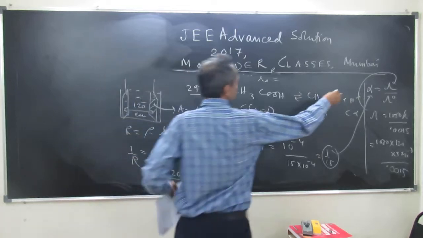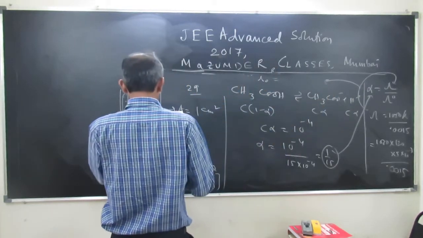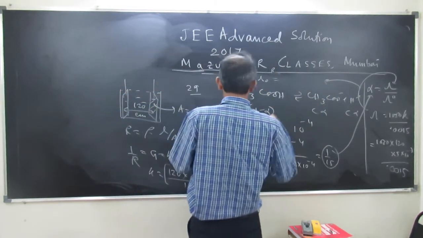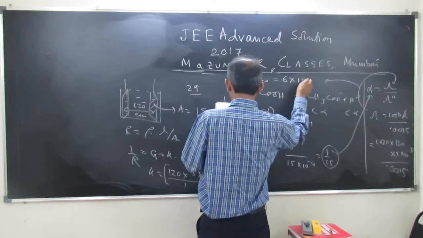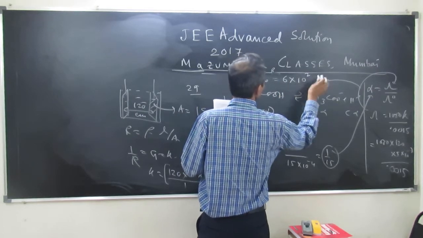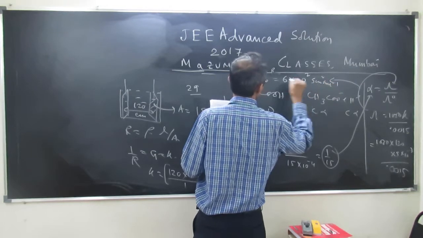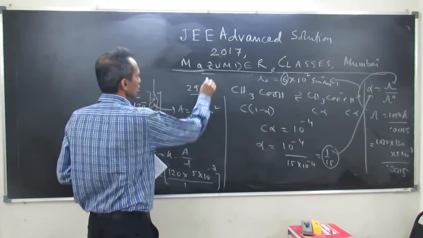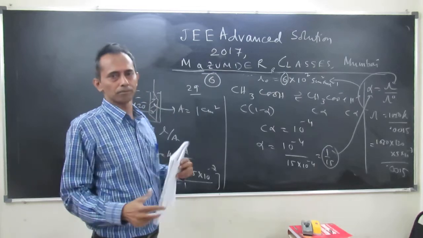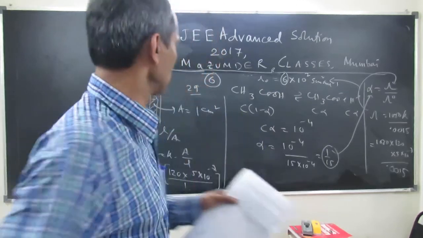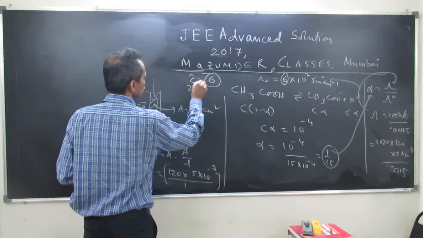If you calculate from this, lambda naught will be coming out as 6 into 10 to the power 2 centimeter square mole inverse. So you will get this. So the answer is 6. The factor Z is 6. That is Z equal to 6.